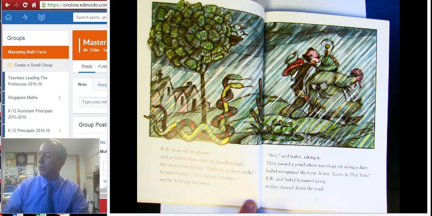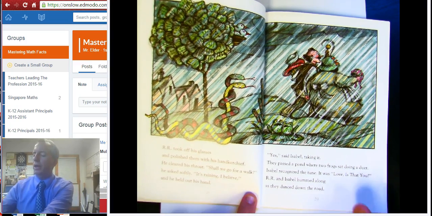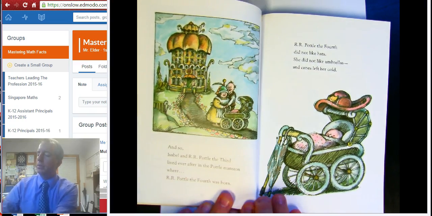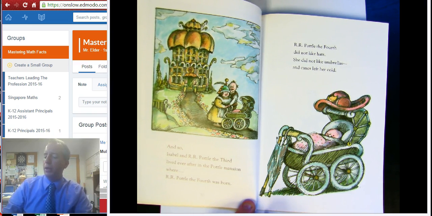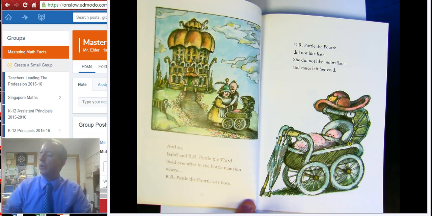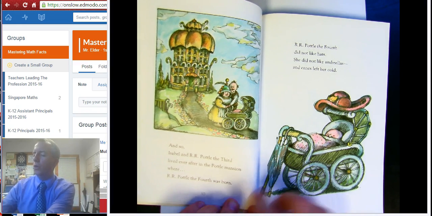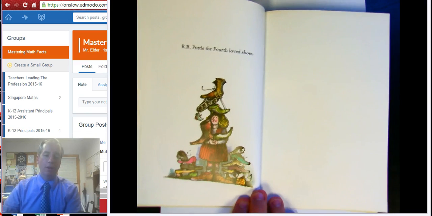"Yes," said Isabel, taking it. They passed a pond where two frogs sat doing a duet. Isabel recognized the tune. It was, "Love, is that you?" R.R. and Isabel hummed along as they danced down the road. And so Isabel and R.R. Pottle III lived ever after in the Pottle mansion where R.R. the Fourth was born. R.R. Pottle IV did not like hats, she did not like umbrellas, and canes left her cold. R.R. Pottle IV loved shoes.